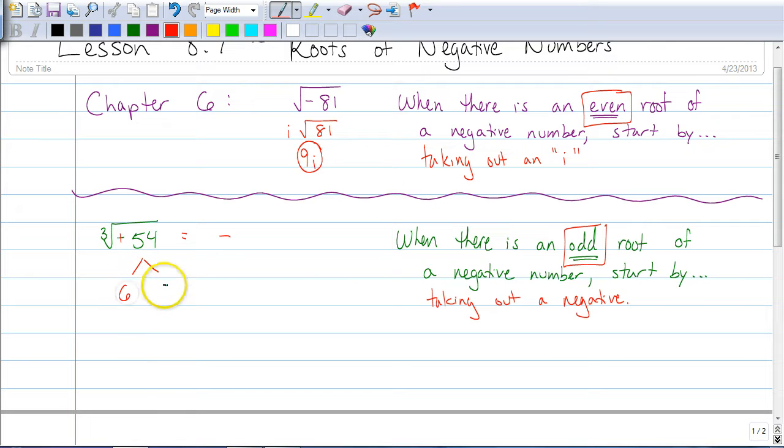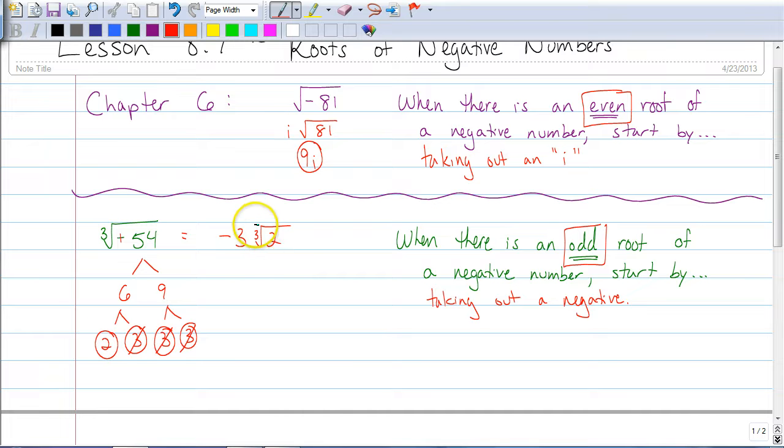54 breaks down to be 6 times 9. 6 breaks down to be 2 times 3. And 9 breaks down to be 3 times 3. So it's a cube root, so for every 3 of the same number, I take 1 out. So I have a set of 3 3's here, 1, 2, 3. So I'm going to take out a 3. I'm left with a 2, so that 2 stays under the root.